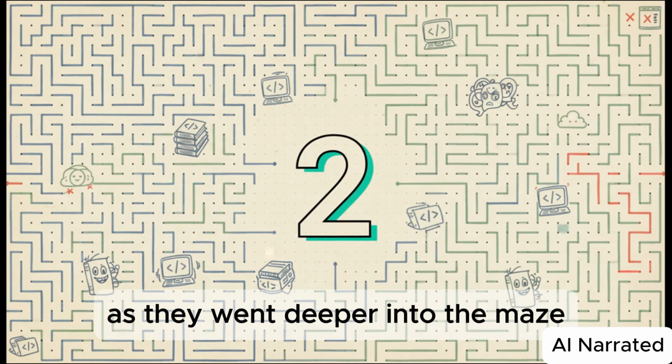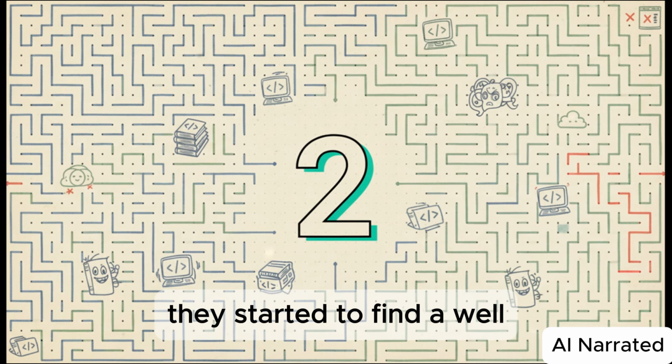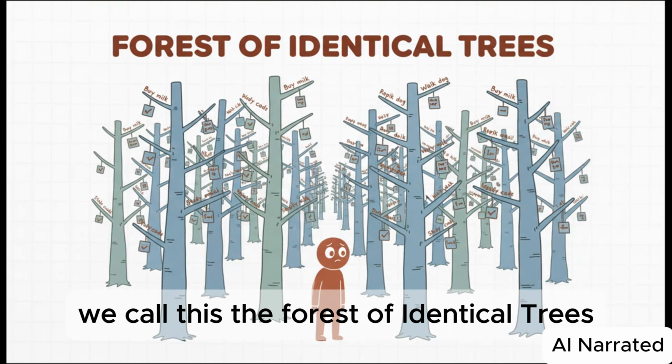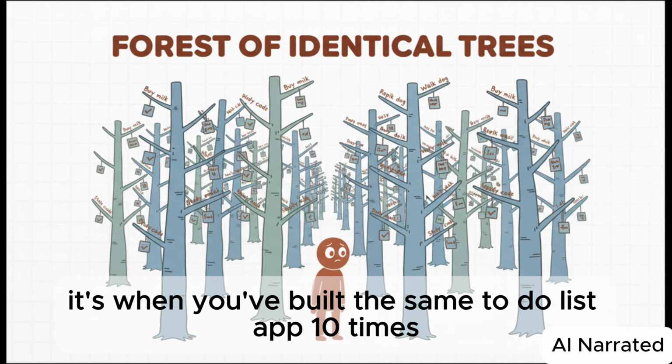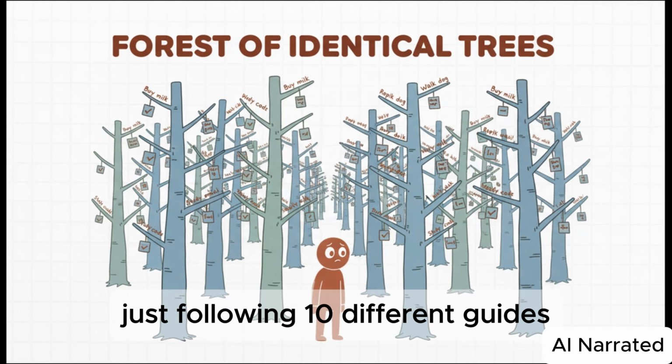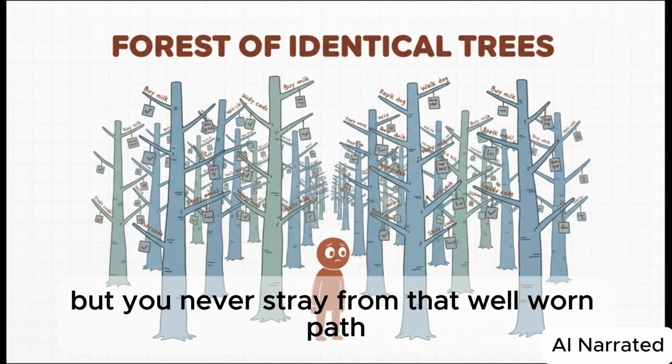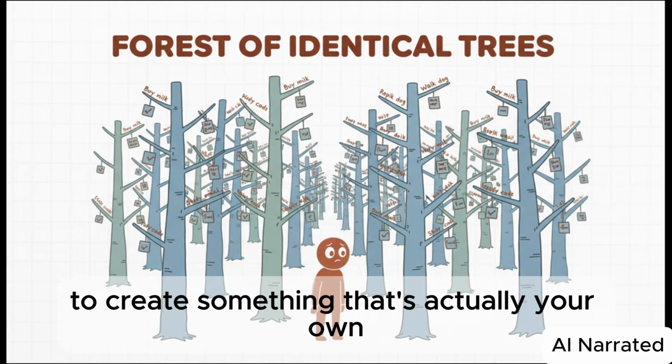As they went deeper into the maze, they started to find a strangely repetitive landscape. We call this the forest of identical trees. Sound familiar? It's when you've built the same to-do list app 10 times, just following 10 different guides. You get really, really good at building that one thing, but you never stray from that well-worn path to create something that's actually your own.